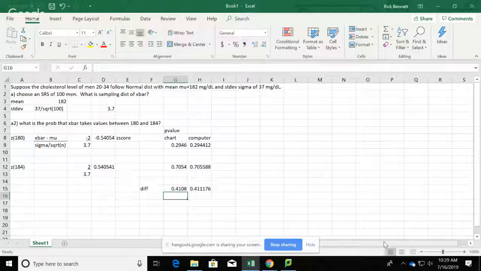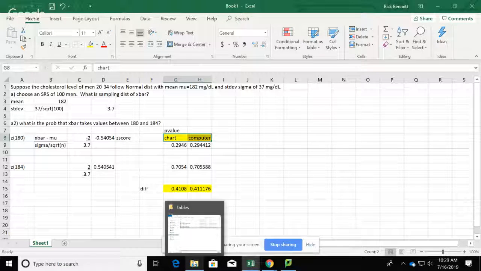Okay? So these are the two values that I got. One with the chart, one with the computer. Okay? Now, let me do one more. Oh, we're not actually done with this problem.